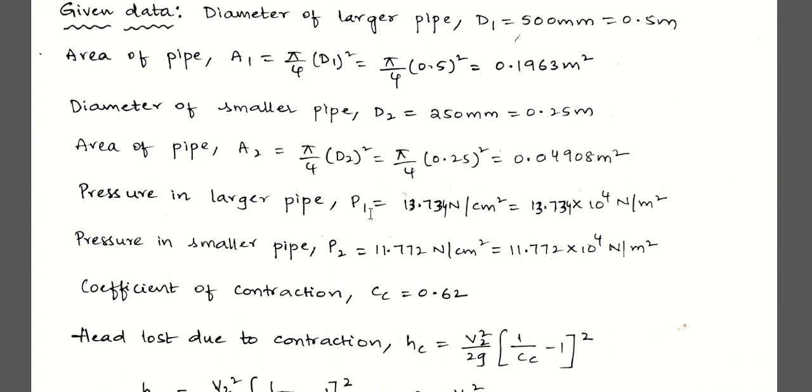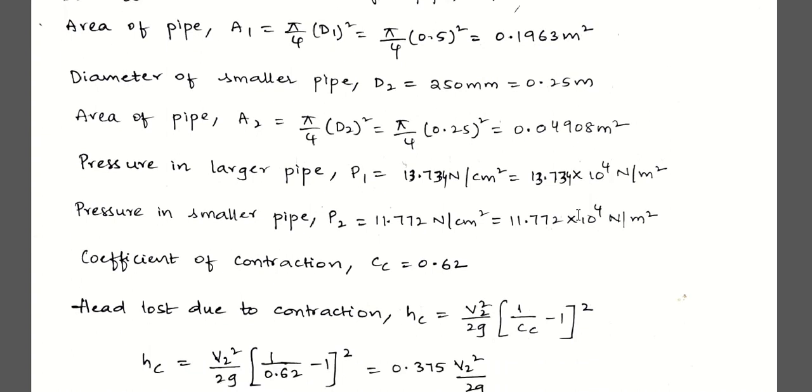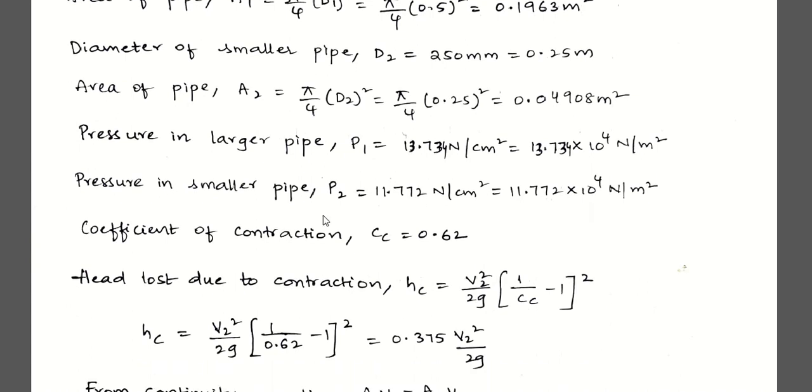Next, pressure intensity in the bigger pipe, that is before contraction, is given as 13.734. Convert into Newton per meter square, so multiply with 10 power 4. Next, pressure intensity in the contracted pipe is given as 11.772 Newton per centimeter square, again multiply with 10 power 4. Given coefficient of contraction 0.62.